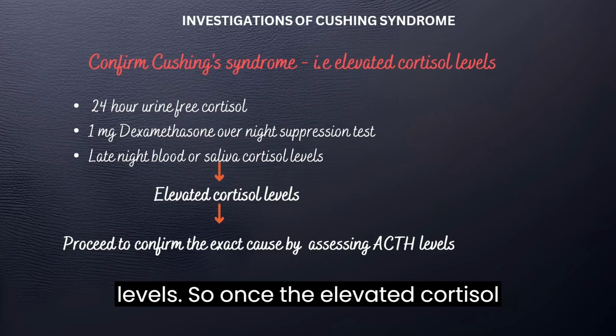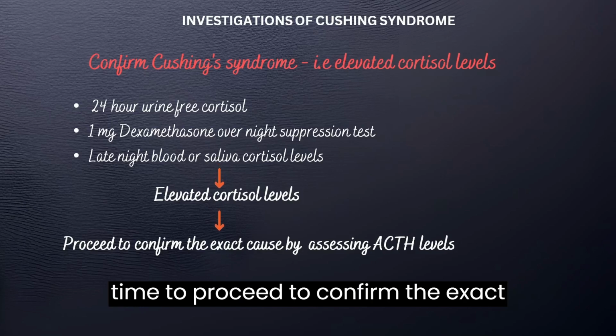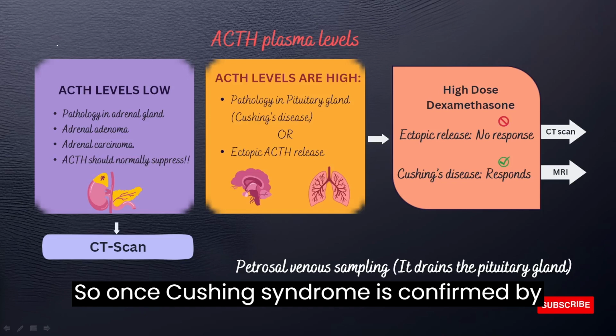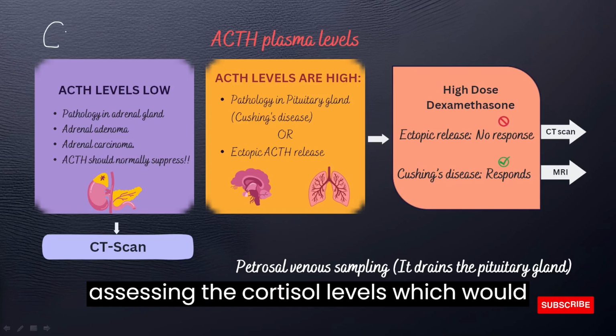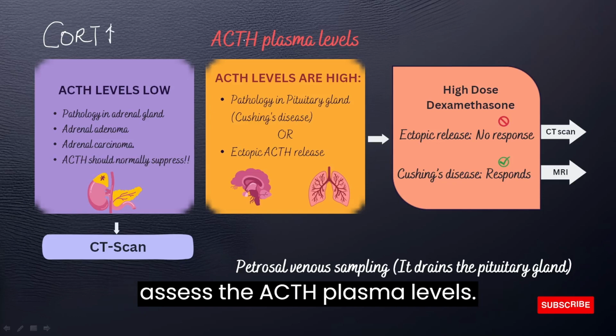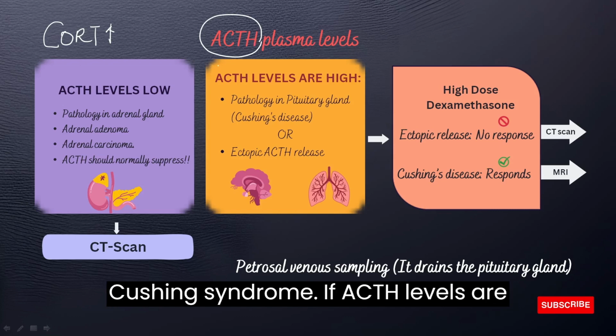So once the elevated cortisol levels have been established, it is now time to proceed to confirm the exact cause by assessing the ACTH levels. So once Cushing syndrome is confirmed by assessing the cortisol levels, which will be elevated, we will then proceed to assess the ACTH plasma levels. This will tell us the exact cause of Cushing syndrome.